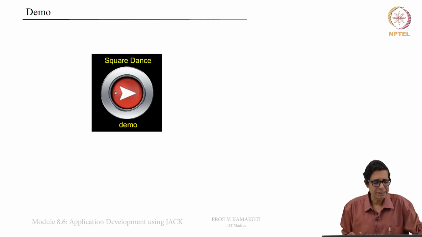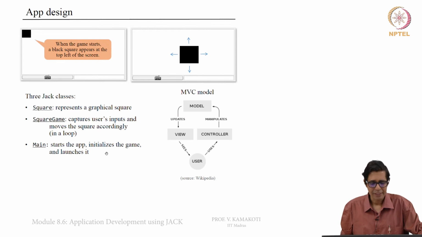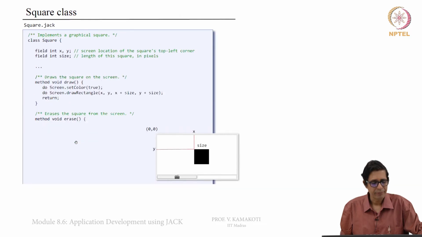So we can see some of this as a square dance demo. The square which we showed, the up arrow will take it up, down arrow will bring it down. We started looking at this. The X key, Z key will decrease and increase the square size, right. So this has three classes, square, square game and main. We saw that as a part of our entire exercise, right.